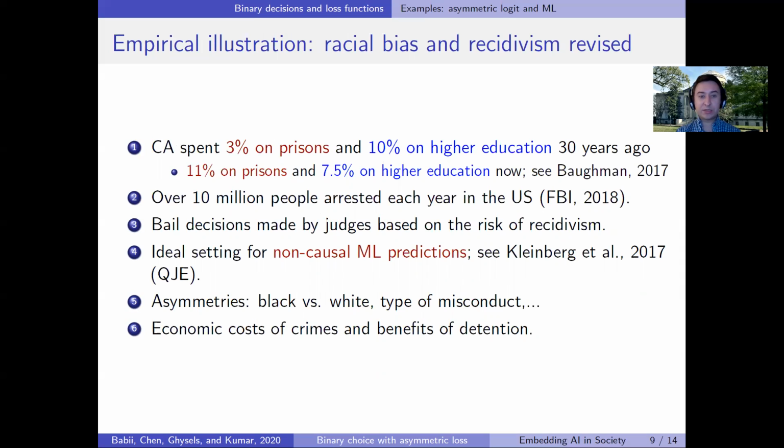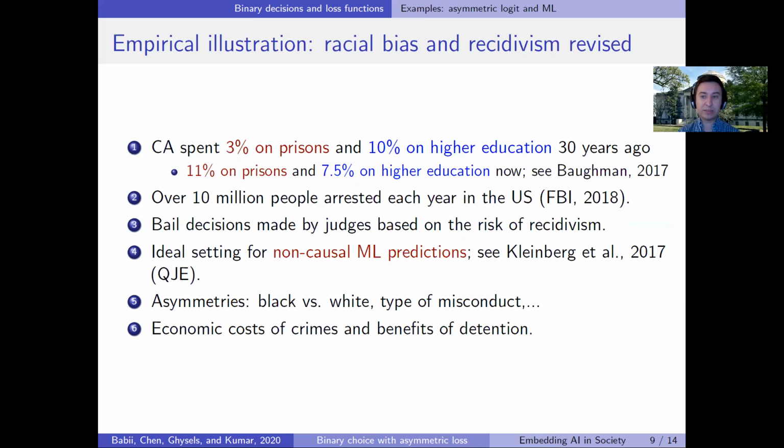So the cost of prisons has skyrocketed recently. For instance, 30 years ago, the state of California spent only 3% of its state federal budget on prisons and 10% on higher education. These days, the numbers are 11% on prisons and 7.5% on higher education. Also, there are more than 10 million people arrested each year in the US, according to the FBI statistics. And after the individual is arrested, there is a bail decision to be made by a judge based on the risk of recidivism. And there are lots of asymmetries here.